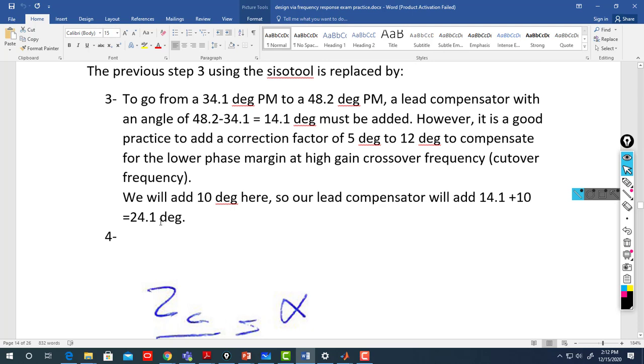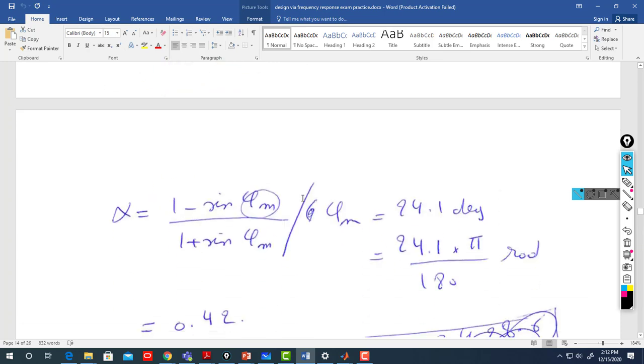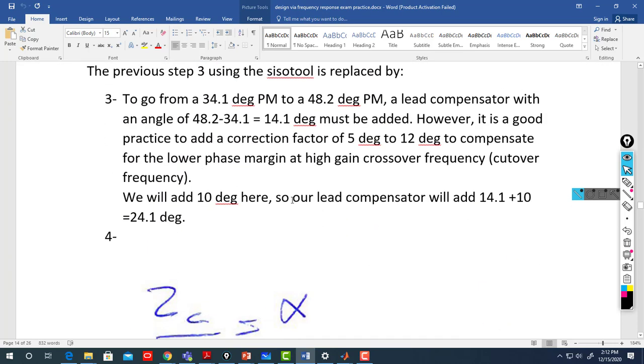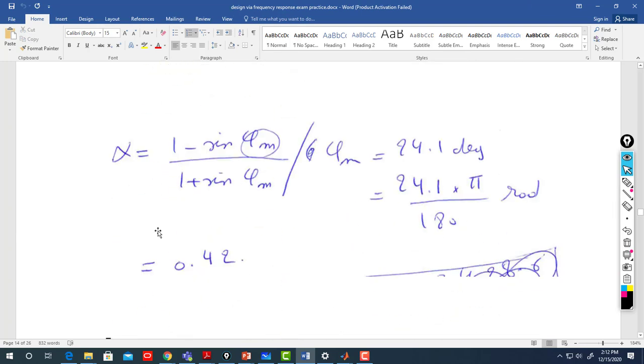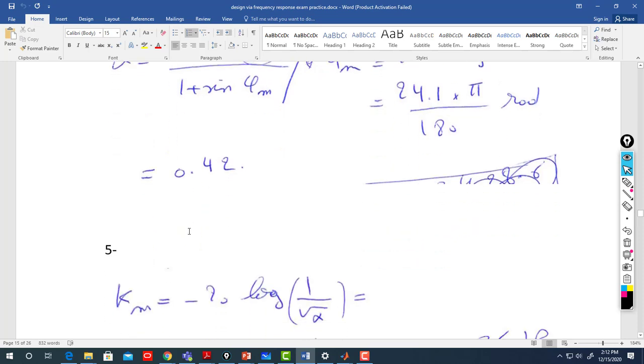And this is step number 3 now. Step number 4 is to find the ratio between the zero and pole, which is equal to alpha, and you find it using this formula: alpha equals (1 minus sine phi m) over (1 plus sine phi m), where phi m is your difference in phase margin, which at the end, after adding the correction factor, is 24.1. So phi m is 24.1 degree, you convert it to radian and insert it into the sine, and you get alpha. Okay, so now I have alpha.